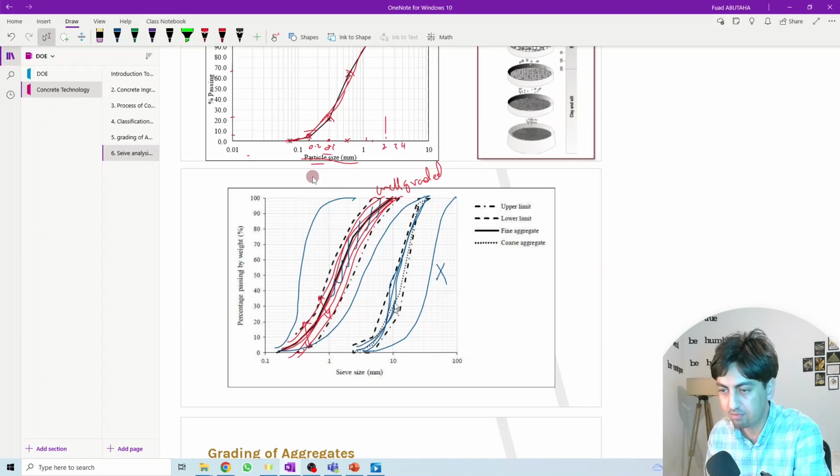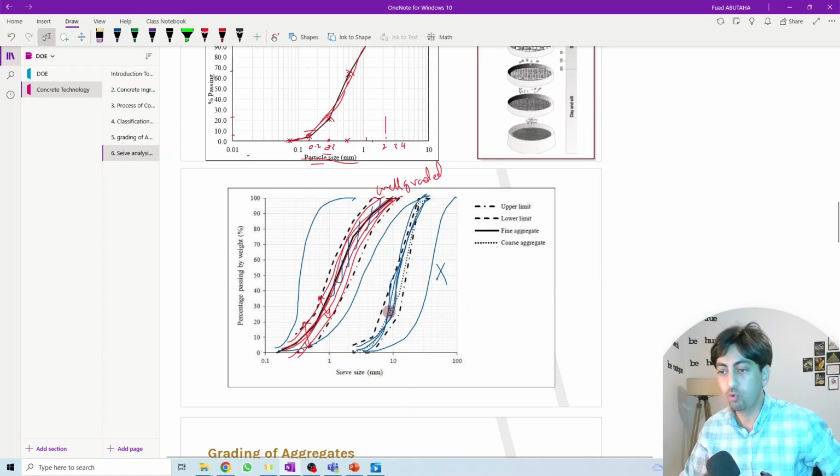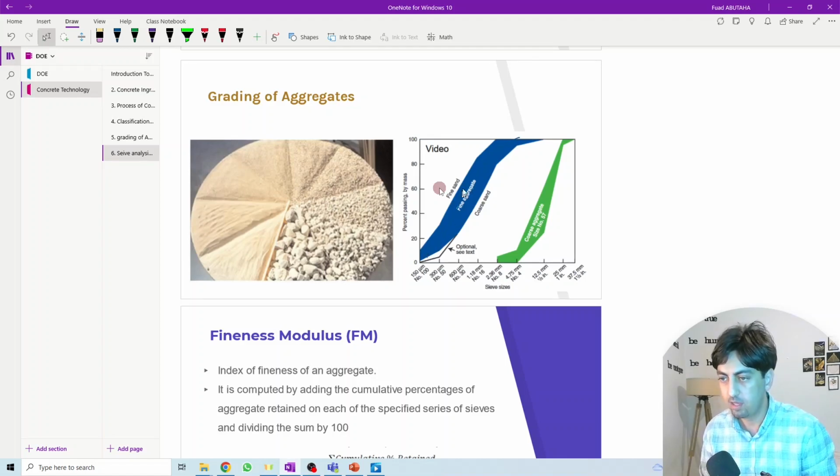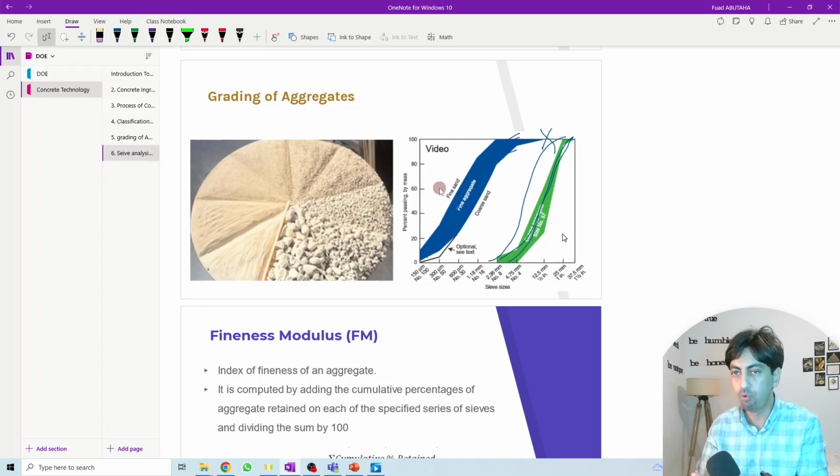Only the S curve that lies between these two lines, the upper and the lower, is well graded. So this is the range for the fine aggregate. The S curve should be somewhere in this area. For the coarse aggregate, also the S curve should lie in this one. If our S curve is somewhere here, then it is not well graded. It means that it can be either poorly graded or single graded aggregate.